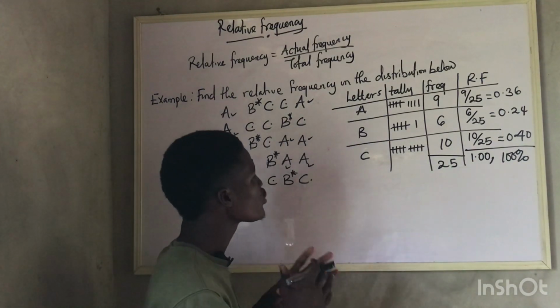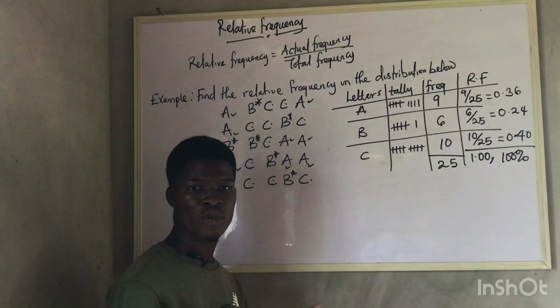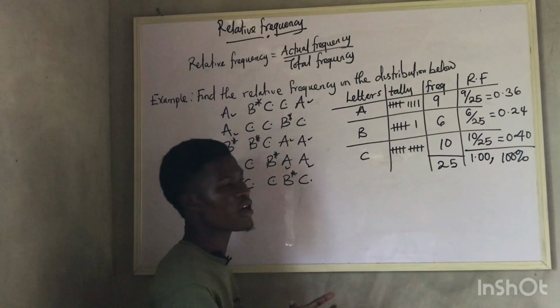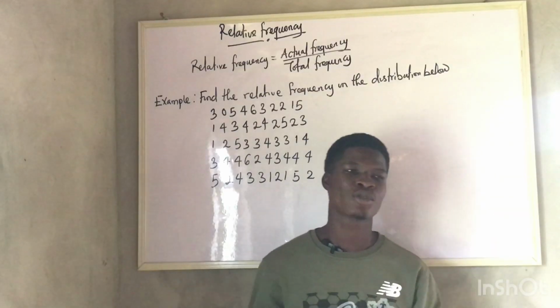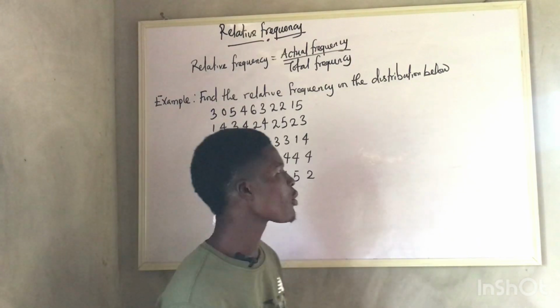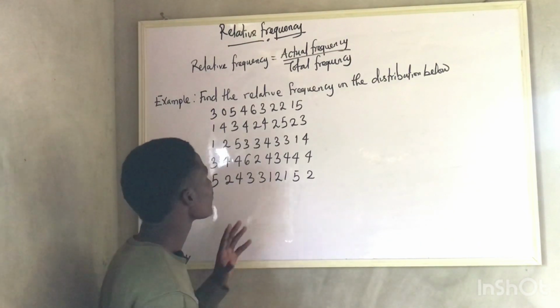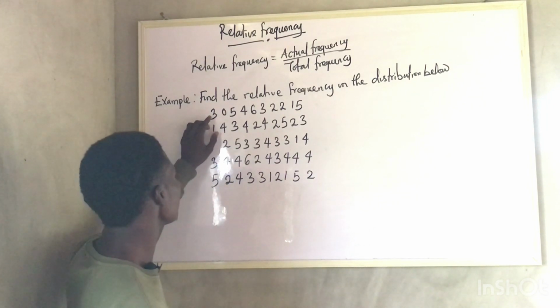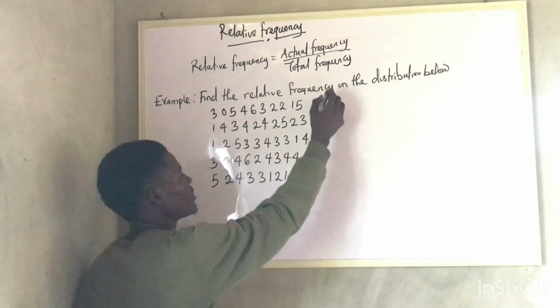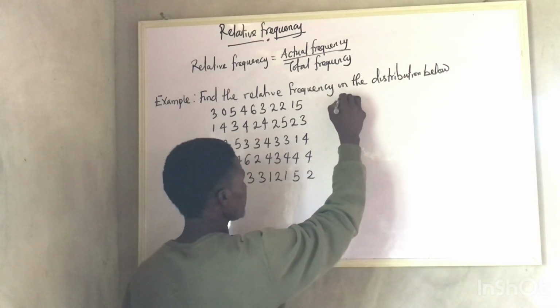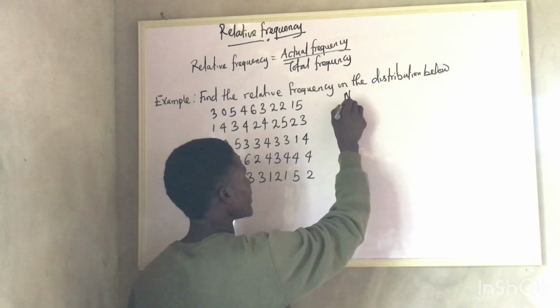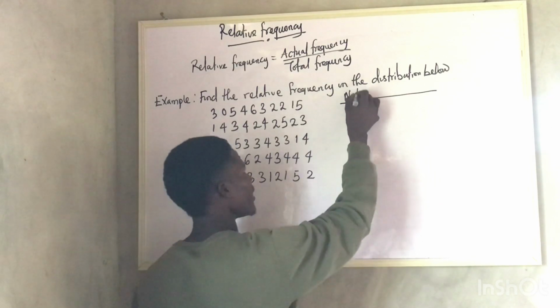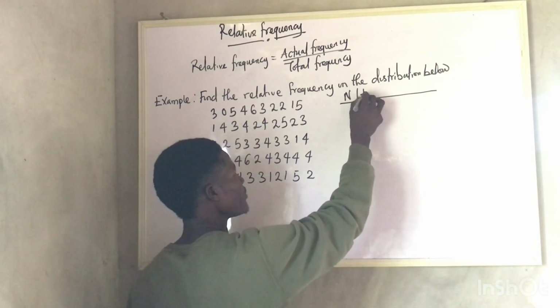We are going to do the second example before we wrap up for today. So let's check out the second example now. In the second example, we have a question here. They say we should find the relative frequency of the distribution. We have the numbers here. Let's represent our numbers with N. Then we have the tally now.